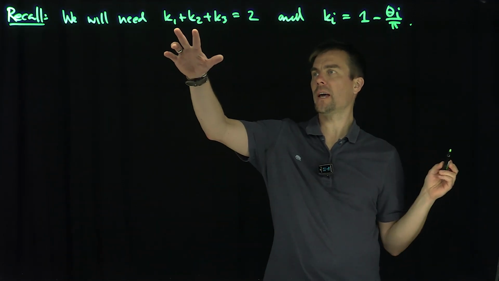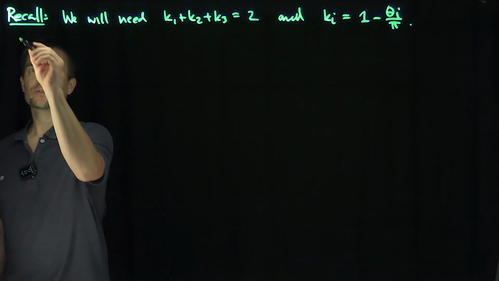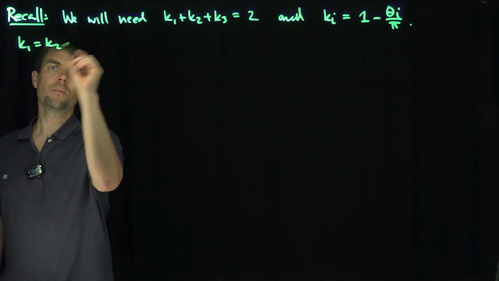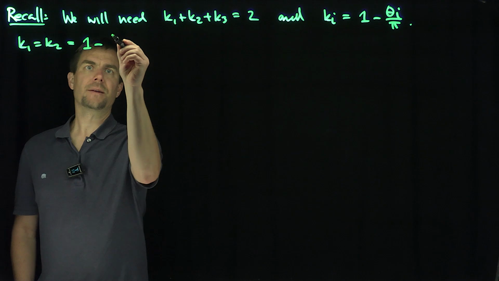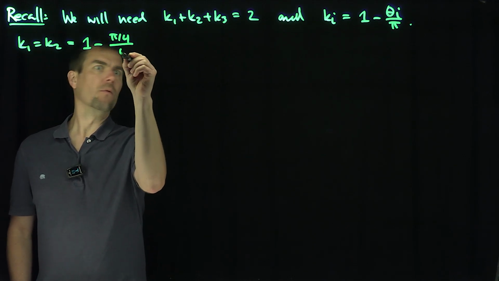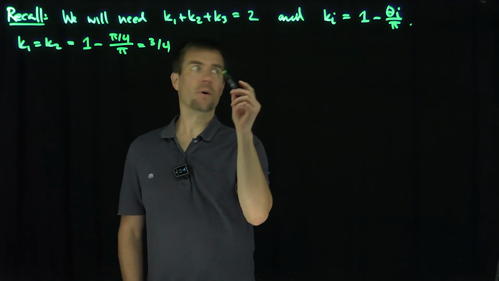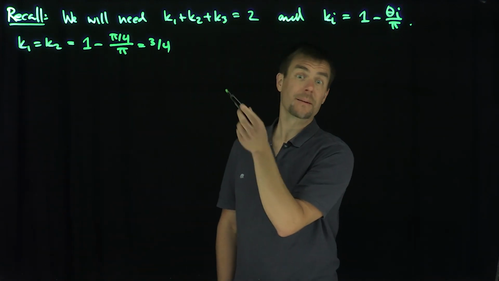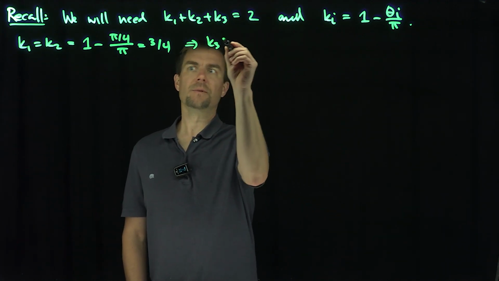So let's say k1 and k2 are the 45-degree angles, right? So if those are 45-degree angles, that's pi over 4. So k1 equals k2, and that's going to be what? It's k1 equals k2, and that's going to be 1 minus pi over 4 over pi. So that's going to be 3/4. Good. And then what would the other one be? Well, if I have 3/4 plus 3/4, that's going to be 6/4. I need another half, right? This is going to force k3 to be equal to 1/2.